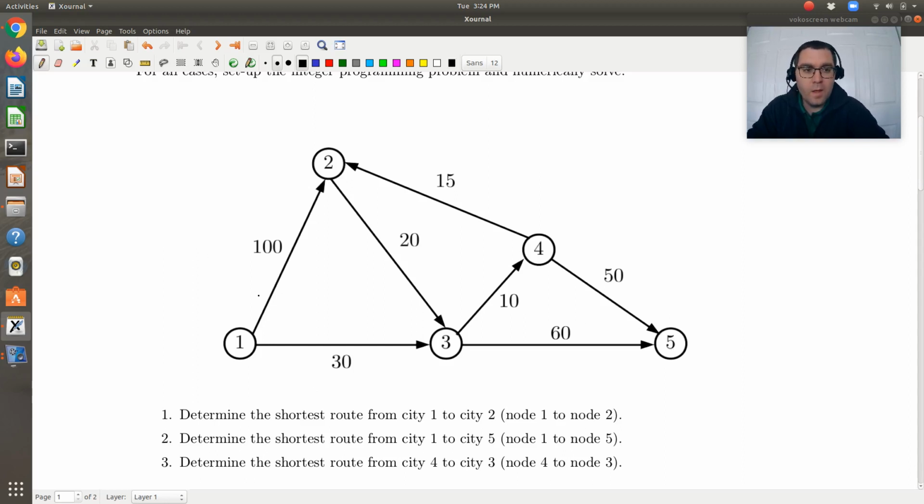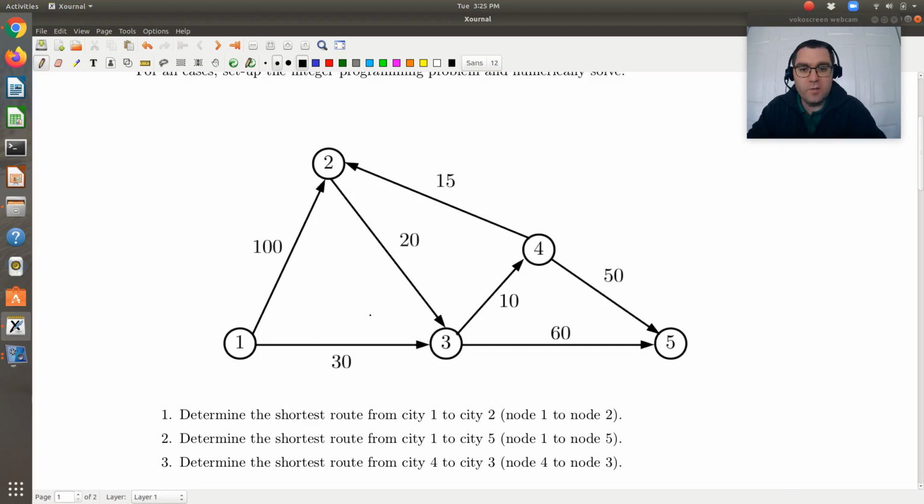Okay, but we're not going to iterate over all possible solutions, right? Just looking at it, I would see that going from 1 to 3, 3 to 4, and then 4 to 5, that would be 55 miles. That'd be shorter than going directly from 1 to 2, right? So that would be my shortest route. We want to set it up as a linear programming or integer programming problem so we can generalize it. No matter how difficult the problem is, the formulation will be exactly the same, and we'll solve.